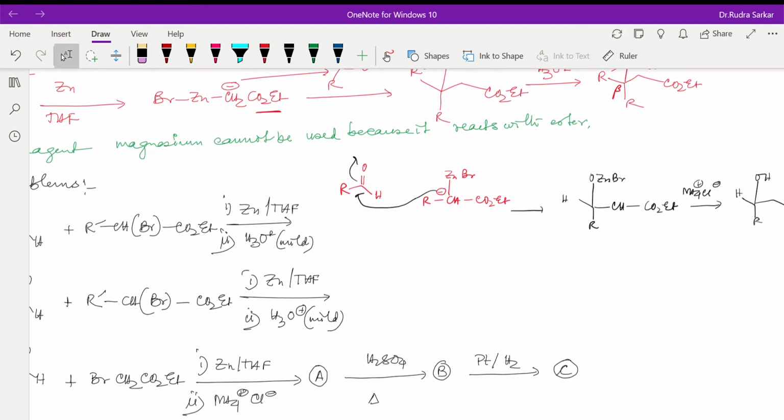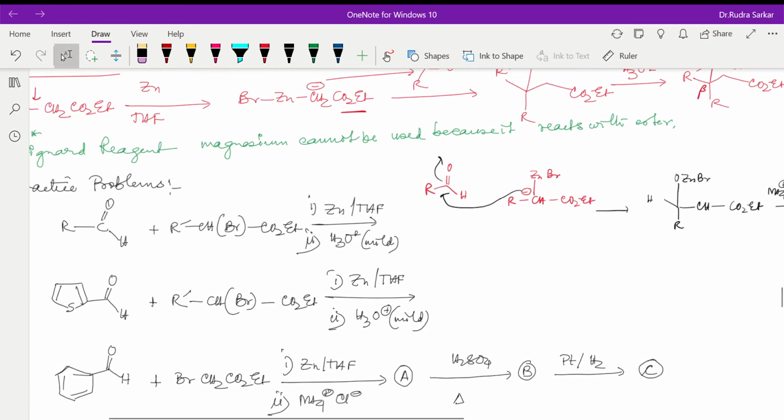Now one thing, as I was saying, this is linked to the HVZ. Why? To make the alpha-bromo esters, acids, or nitro compounds, you do need an HVZ reaction. Once you use these reagents, then you are using the Reformatsky reaction. So whenever you are given exams, keep in mind that the HVZ reaction and Reformatsky reaction will be clubbed together and asked.